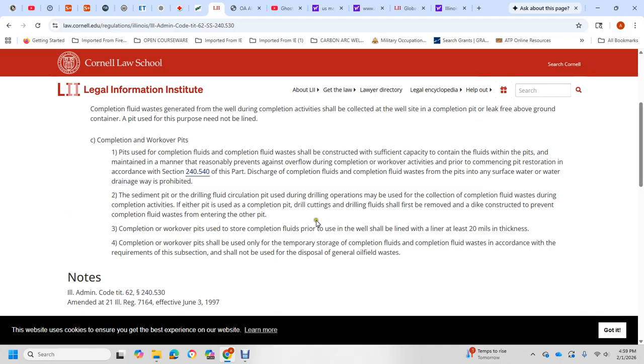Completion workover pits used for the storage of the completion fluids prior to use of the well should be lined with liners at least 20 mils in thickness. Completion workover pits should be used for temporary storage of completion fluid waste in accordance with the requirements of this subsection and should not be used to dispose of general oil field waste.